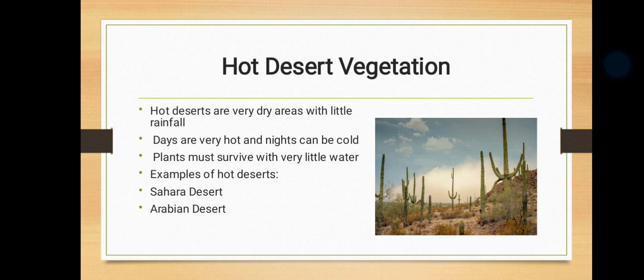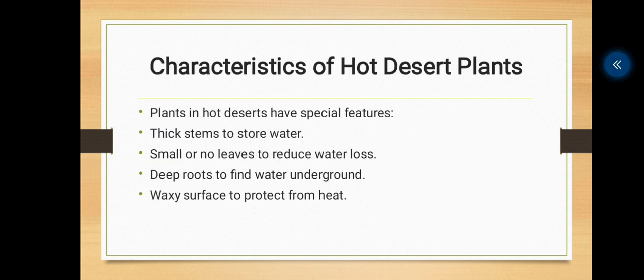And in the previous lecture, there is a worksheet in which the last question asks you to mention the names of Pakistan's desert vegetation areas. So in this, examples of hot desert vegetation can also be Thar Desert or Cholistan Desert. Okay. So next we will discuss about the characteristics of hot desert plants.